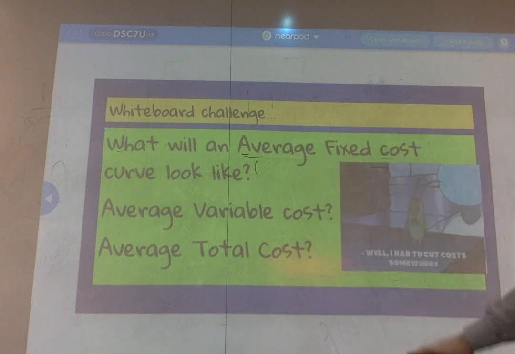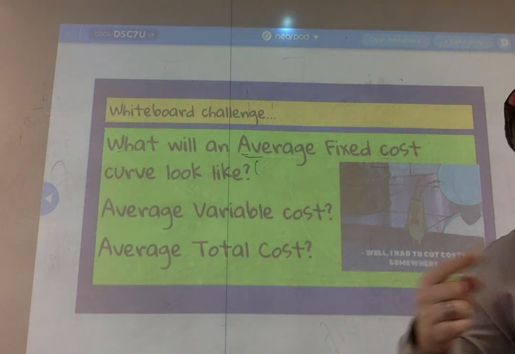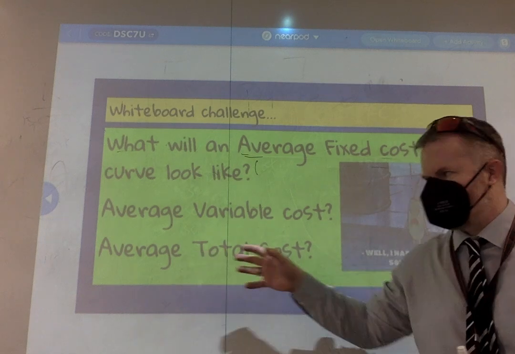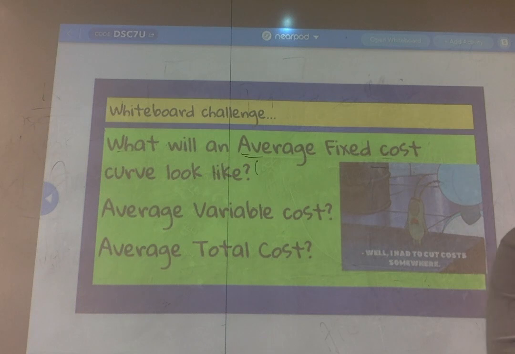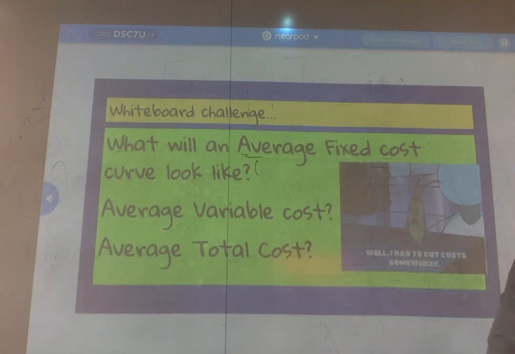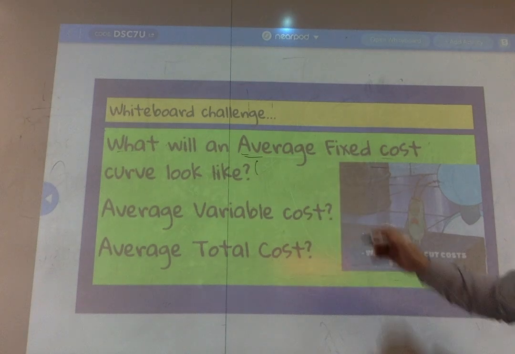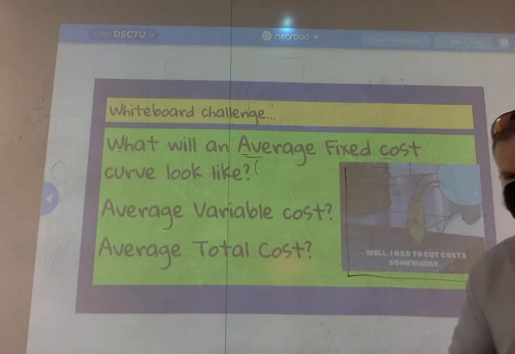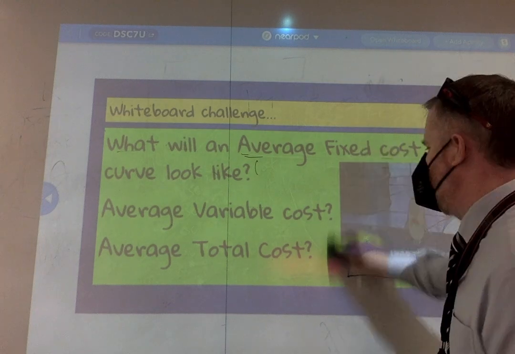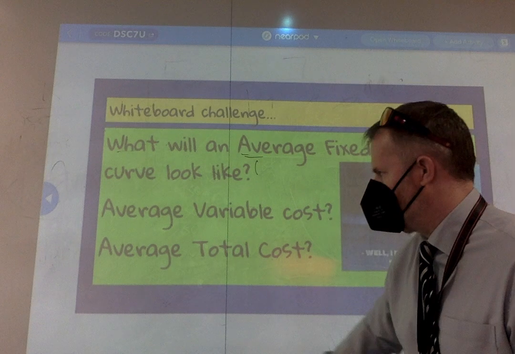Now, the average variable cost and the average total cost are different because your variable costs increase as your quantity increases. And then your average of your total costs are added together. So you're either looking at total costs and dividing it by quantity, or you're adding your average of your fixed and your average of your variable costs. So, if we were to draw it, what do we think? Well, let's think about the average variable cost. What will it look like?